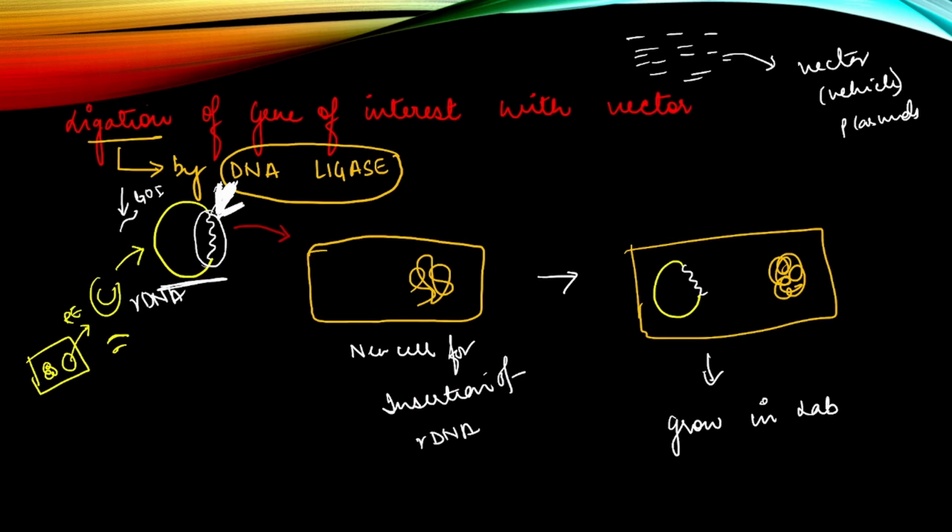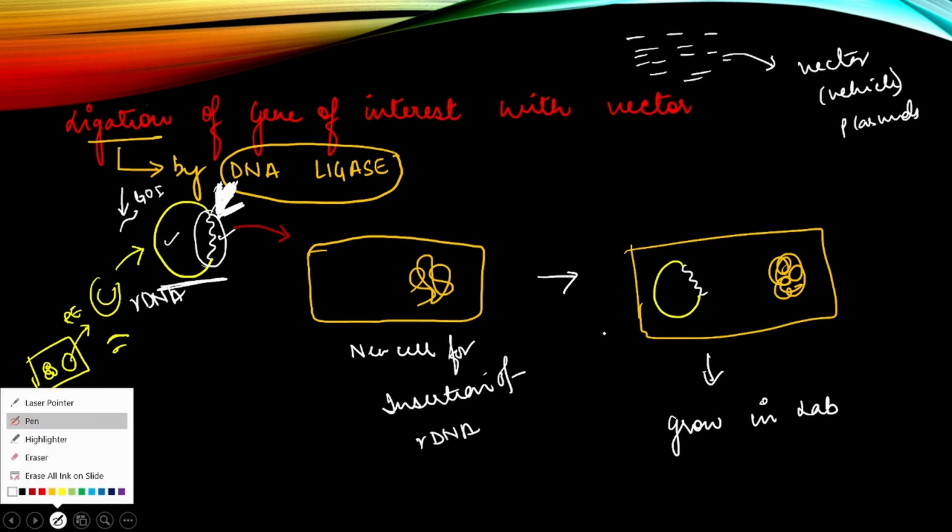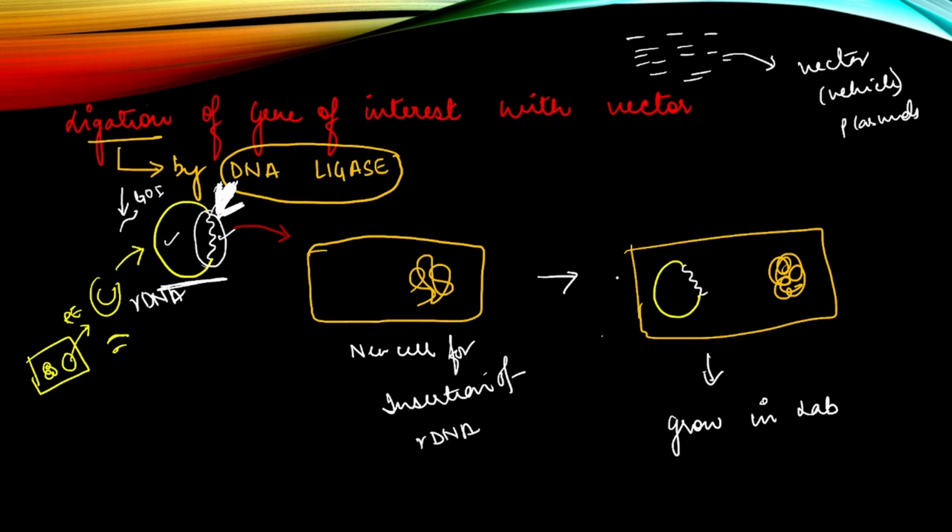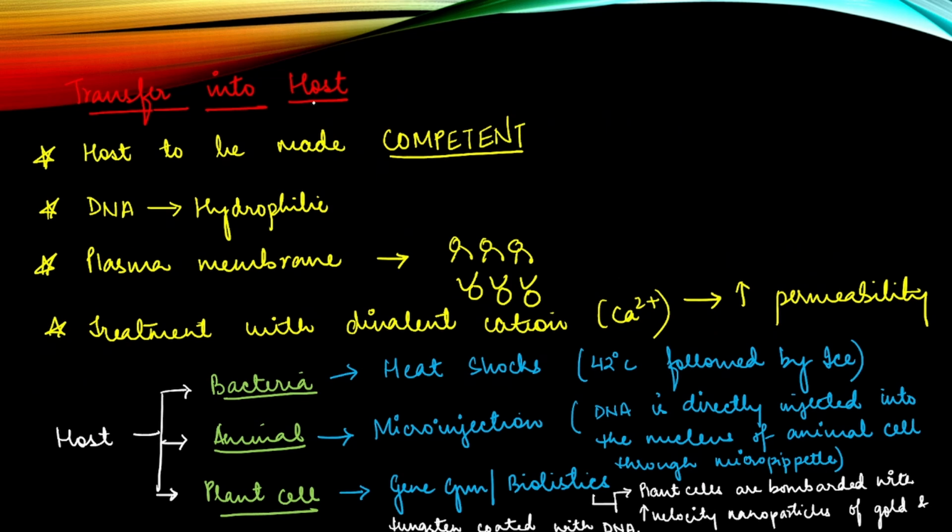So here one thing, transfer into host, this process. How this recombinant DNA is made, ligation of gene of interest with vector, these steps basically focus on how this part is added to the plasmid through DNA ligase. Now I have shown you that I have inserted this into a new bacterial cell. How it is inserted, that we will study here. Transfer into host. How do we insert this DNA into the host cell?